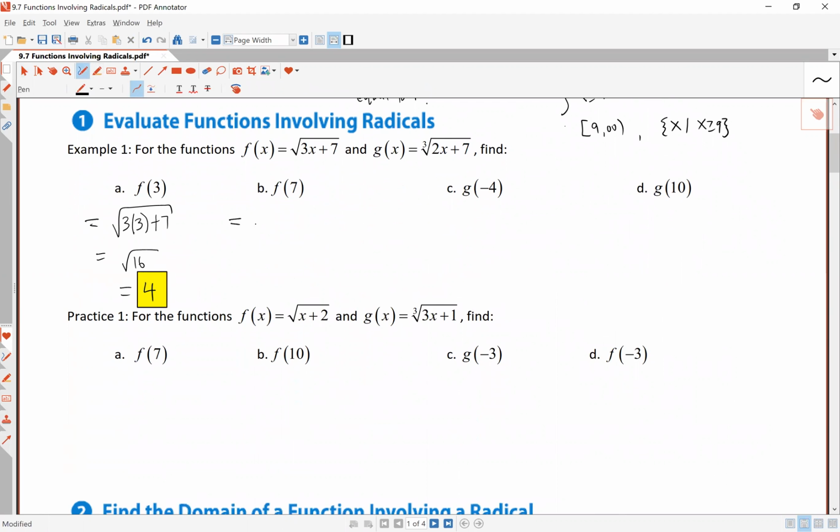Letter B calls on that same exact function, says to take its input, 7, and multiply by 3 and add 7. That's 21 plus 7, which is 28. And 4 times 7 is 28, giving us 2 square root of 7.